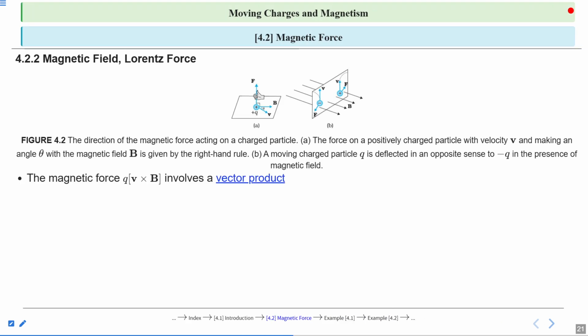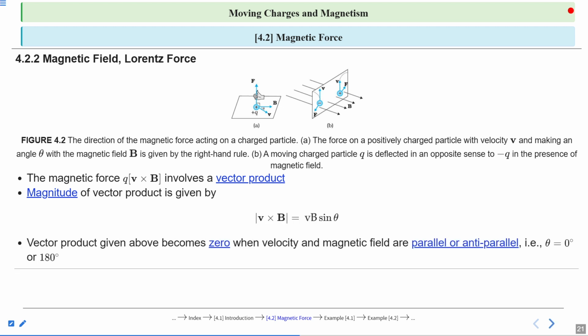So the magnetic force Q V cross B involves a vector product. V cross B, this is a vector product. So what is the magnitude of the vector product? V cross B is equal to VB sine theta. We are discussing magnitude only; if we discuss direction, then direction will be there also. But we are discussing magnitude now. The magnitude of the cross product is given by VB sine theta, where theta is the angle between V and B.